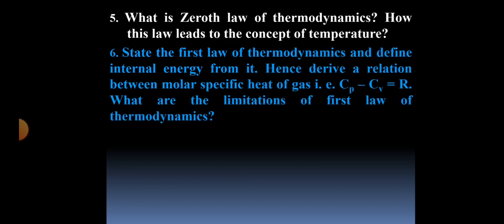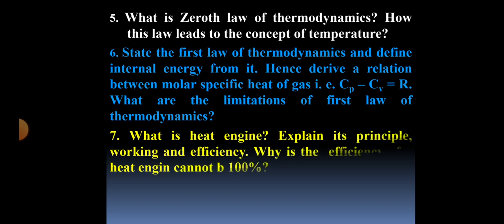Next question is, state the first law of thermodynamics and define internal energy from it. Hence derive a relation between molar specific heats of a gas, that is Cp minus Cv is equal to R. What are the limitations of the first law of thermodynamics? So first of all, we have to define the first law of thermodynamics. Then from this law, we have to extract the concept of internal energy. Then derive this important derivation and also highlight the important limitation of this law.